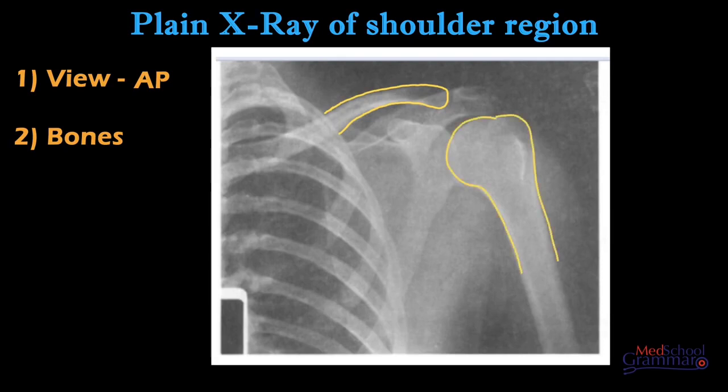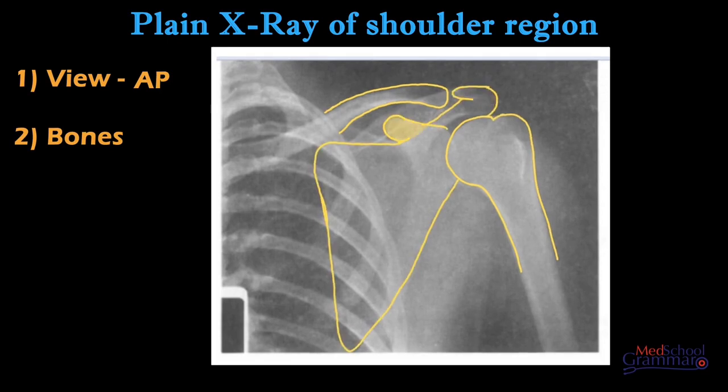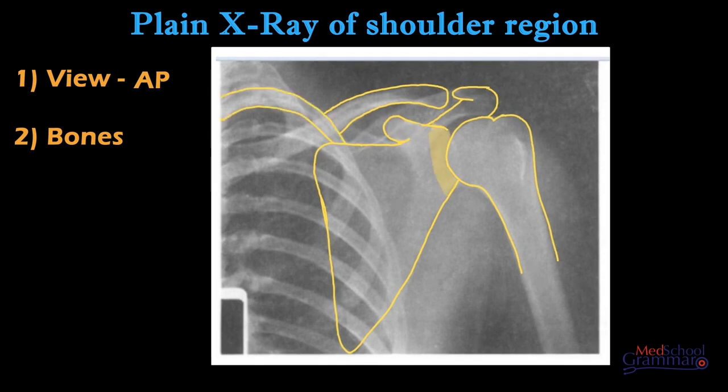Here you have the upper part of the humerus. Then you have the scapula along with its acromion process, the coracoid process, and the glenoid cavity. We might also appreciate the first rib. The third step is to identify the joint seen.